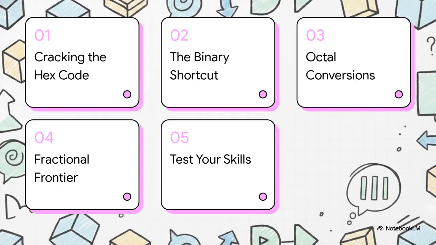Now, if that sounds like a ton of math, hey, don't worry. We're unlocking this one manageable step at a time. Here's our roadmap for today. First up, cracking the hexadecimal code. 2, the binary translation shortcut. 3, grouping for octal conversions. 4, conquering the fractional frontier. And finally, number 5, testing your decoding skills.